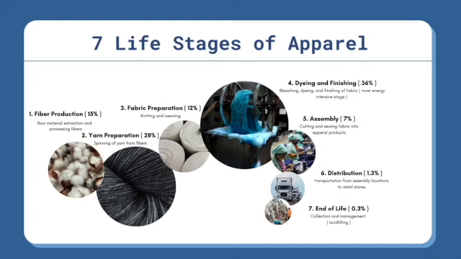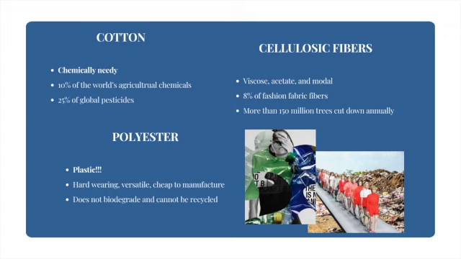Cotton production contributes to 25% of global pesticides. Cellulosic fibers like viscose and acetate are only 8% of fashion fabrics but cause the chopping of millions of trees. Almost half of our clothes contain polyester, which is actually plastic. The material is versatile and cheap to manufacture, however, it cannot biodegrade. Polyester is obtained from oil. It is one of the most environmentally harmful fabrics. Moreover, the production of all synthetic fibers uses millions of barrels of oil each year and adds greenhouse gases due to their origin in petrochemicals.